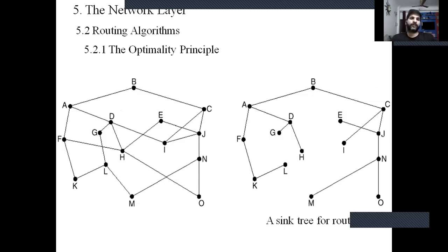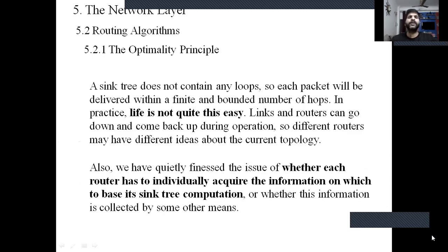So this is the example of the optimality principle and a sink tree. Now every node is connected to each other. The optimality principle first creates the spanning tree. The property of a spanning tree is that it is acyclic: no cycle exists between the vertices and nodes. If B floods the information, each router will contain the information. So a sink tree does not contain any loops, and each packet will be delivered within a finite and bounded number of hops.